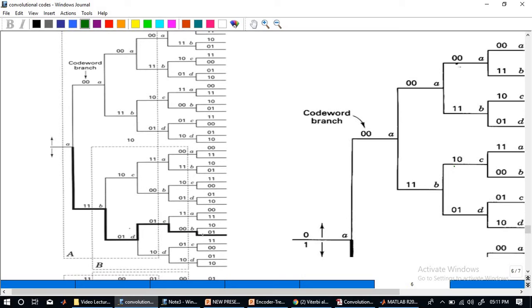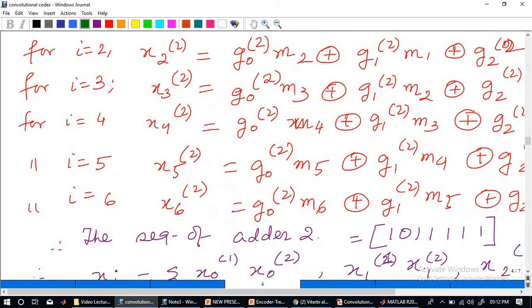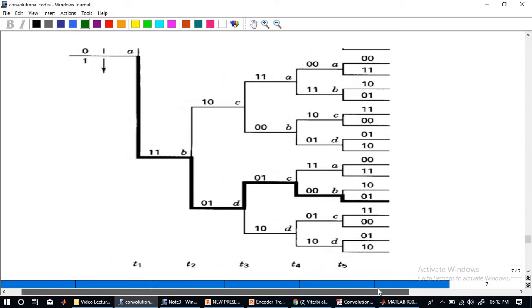But as you can observe, the last two states are basically for those 2 bits. Again 0 has come in, so it has come to B, and again a 0 has come in, so it has come down, and it has come to 0, 1, something like this. So basically this graph, or if I just look into the portion that is highlighted, that is the code tree for a given message.